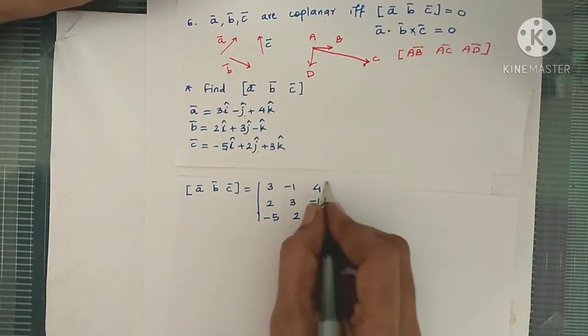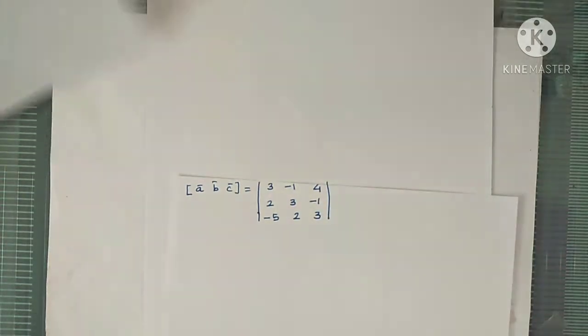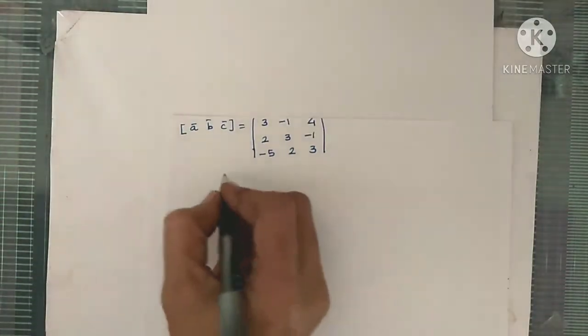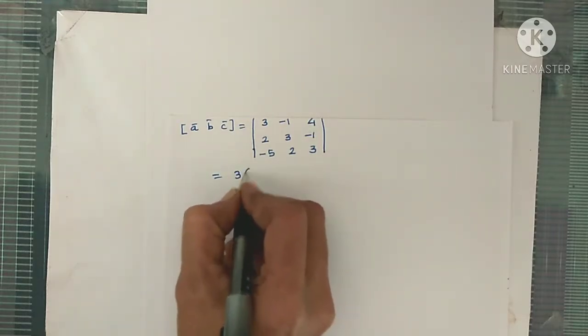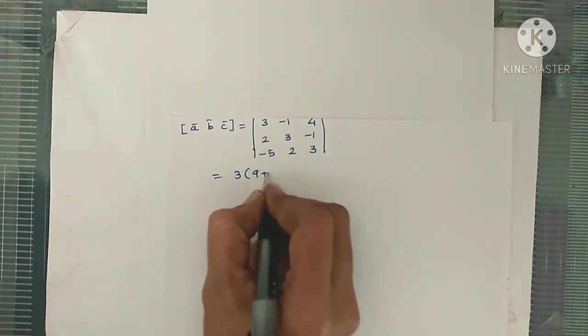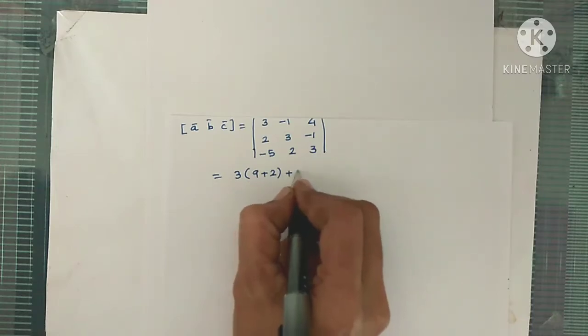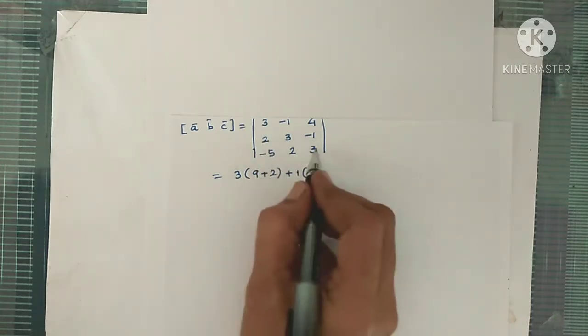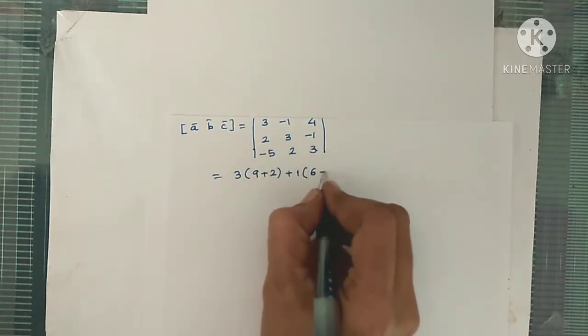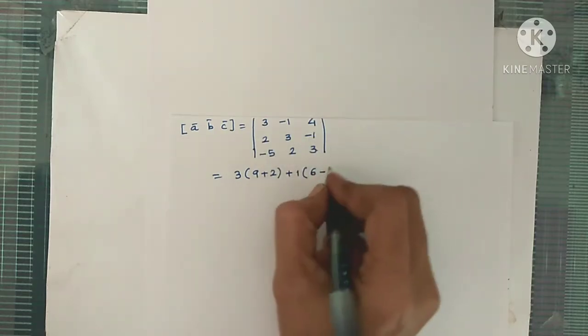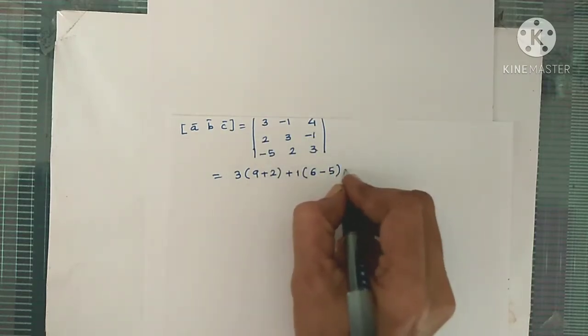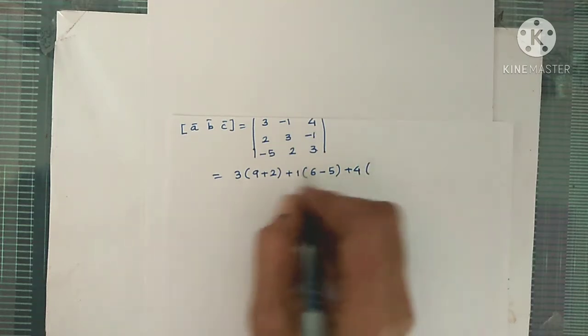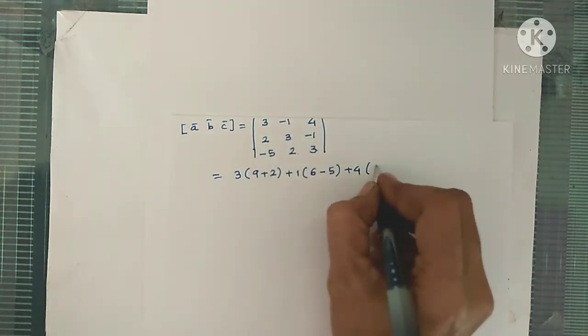Now let's expand this determinant and find out what the value is. So it is 3 times 9 minus minus 2, plus 2. The next term is plus 1, then we have 2 into 3, that is 6, minus, both have minus sign, so it becomes 5. The next one is 4. 4 times minus minus, plus 15.